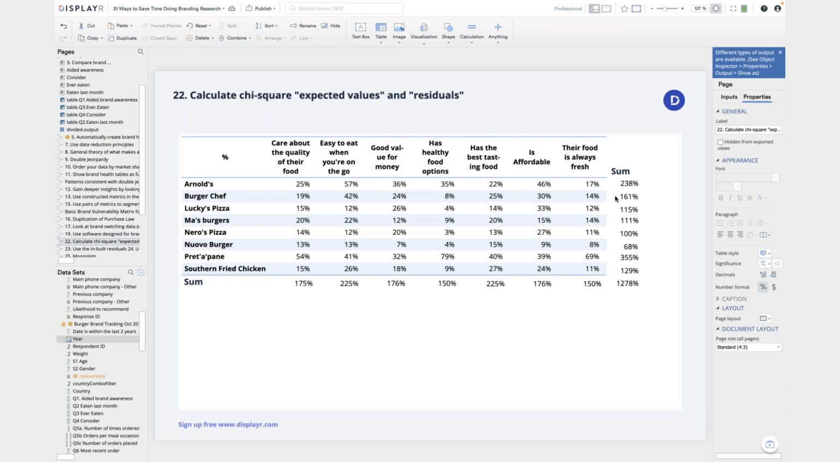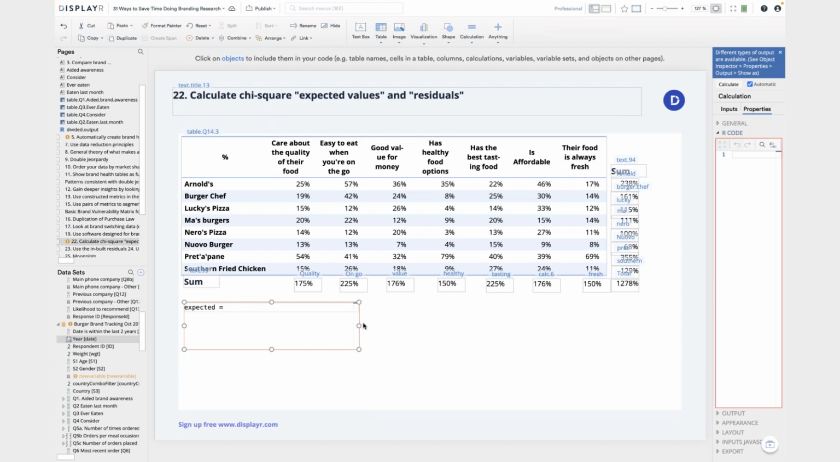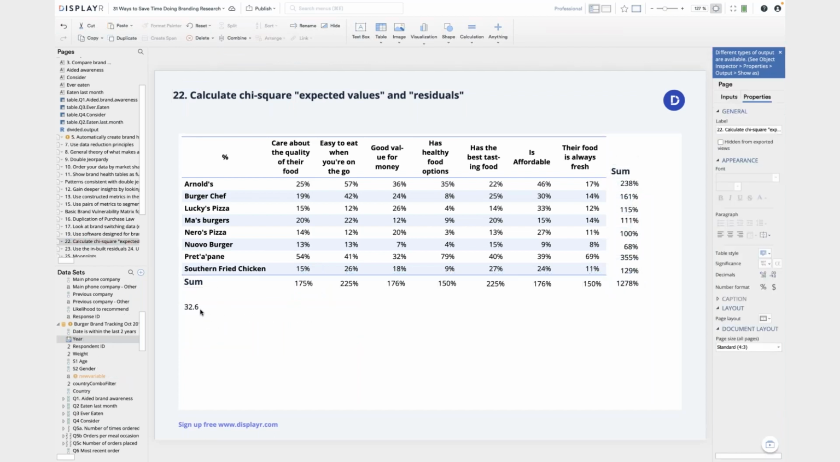And once you've got these two sums, you can start to compute an expected value for Arnold's on care about quality of their food, for example, by just looking at the observed brand effect and the attribute effect. And the way we can do it, and I'm going to do this by hand first, and then I'll show you how to automate it. So I'm inserting a calculation, and I just type my expected effect equals to quality effect times by the Arnold's brand effect divided by the overall total. And so I would expect a score of 32.6.